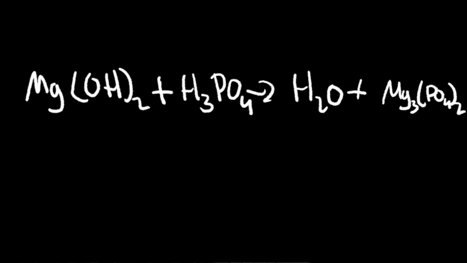Alright, in this equation we have magnesium hydroxide plus phosphoric acid, because right here it's phosphate, it has a 3 minus charge. The H in front makes it an acid. This goes to water and magnesium phosphate.